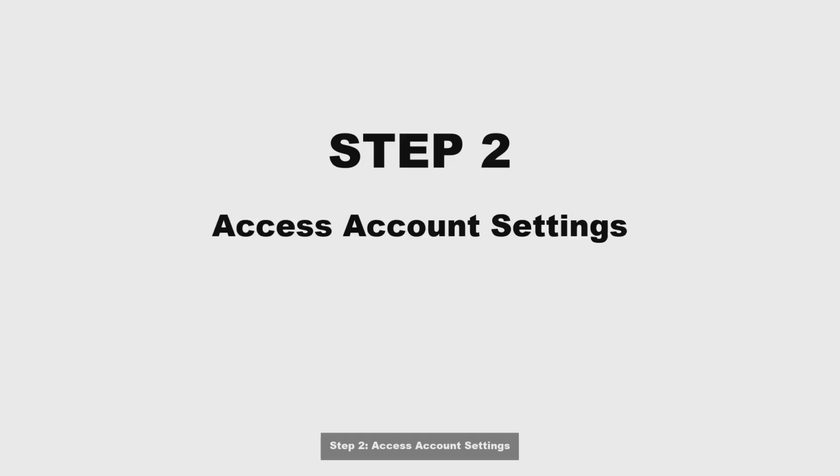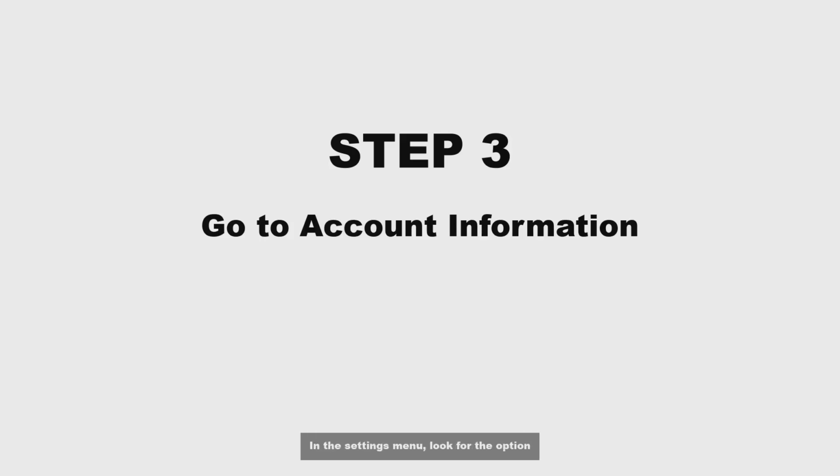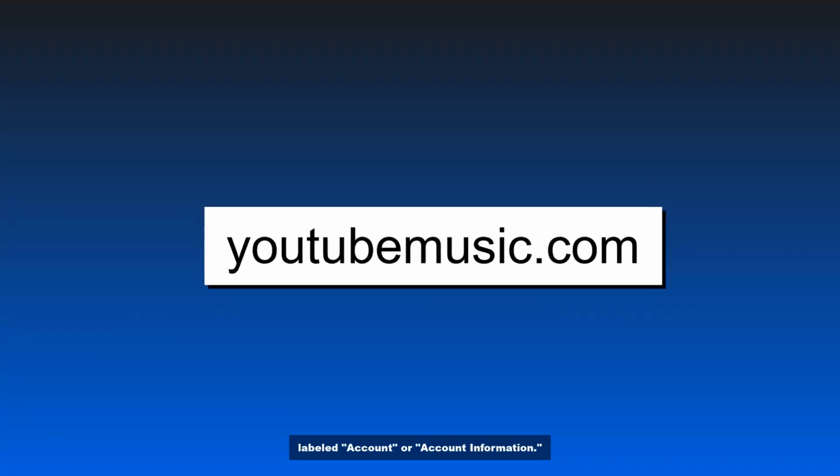Step 2. Access account settings. Tap on your profile picture in the top right corner of the screen. From the drop-down menu, select Settings to access your account settings. Step 3. Go to Account Information. In the Settings menu, look for the option labeled Account or Account Information. Tap on it to view your account details.